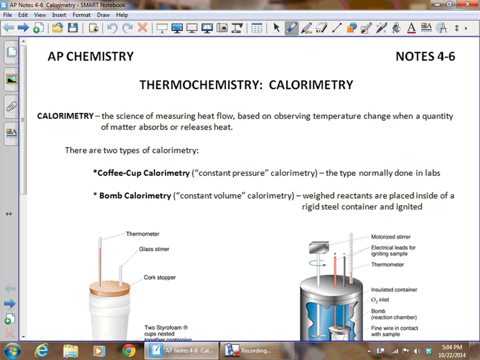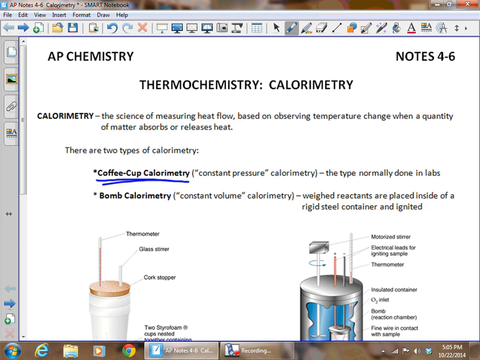Today we want to talk about calorimetry, which is an experimental method that will calculate how much heat is being absorbed or released in a system. When we do calorimetry, there are two basic types. One is coffee cup calorimetry, sometimes known as constant pressure calorimetry. That's the kind that we're going to be doing in the labs and the type that's normally done in labs, at least high school and college labs.